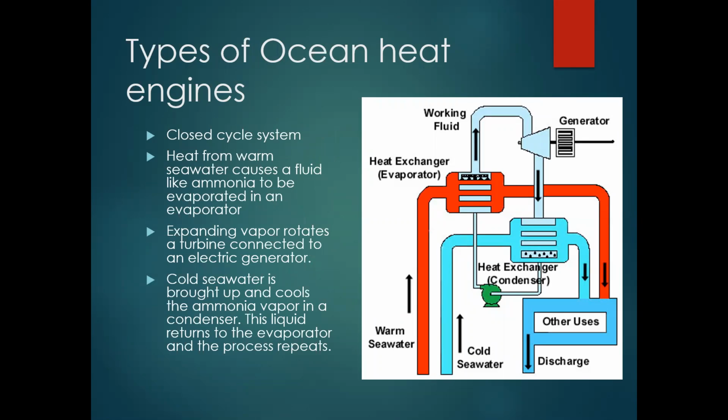So there are two types of ocean heat engines. The first one is the closed cycle system. In the closed cycle system, the working fluid is basically ammonia. Heat from warm seawater causes the fluid, like ammonia, to be evaporated in an evaporator. When it's evaporated, it expands and rotates the turbine and therefore produces electricity from the generator, which is connected to the turbine. The cold seawater is brought up and cools the ammonia vapor in the condenser, and this liquid returns to the evaporator and the process repeats.